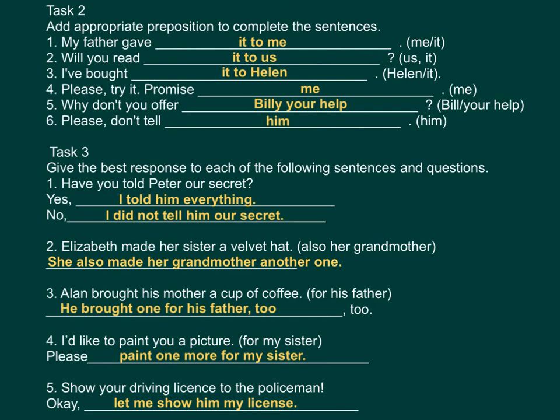Have you told Peter our secrets? Yes, I told him everything. No, I did not tell him our secrets. Elizabeth made her sister a velvet hat. She also made her grandmother another one. Alan brought his mother a cup of coffee. He brought one for his father too.